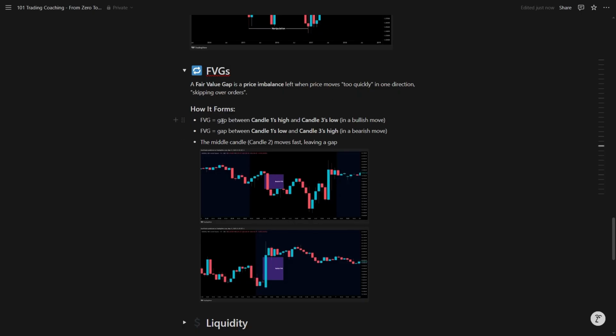A fair value gap basically leaves a gap between the first candle's high and the third candle's low. So this is in a bullish move. And this is in a bearish move, the exact opposite. And the middle candle is where the fair value gap is. So it just moves too fast, leaving a gap.